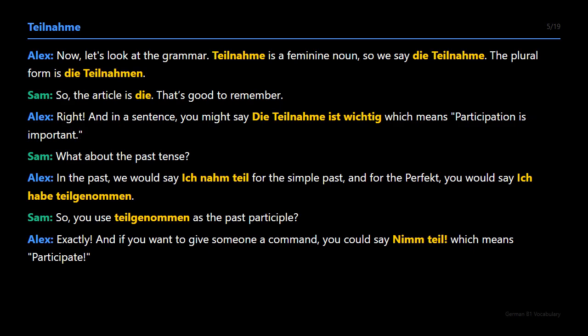Exactly. And if you want to give someone a command, you could say, Nimm teil, which means participate.